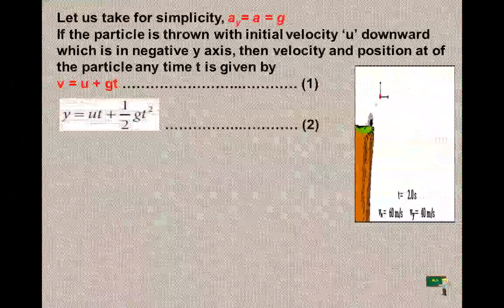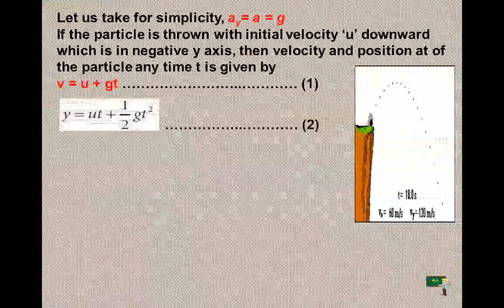So, another picture to explain you more. Let us take, for simplicity, a_y equal to a equal to g. If the particle is thrown with initial velocity u downward, which is in the negative y-axis, then the velocity and the position of a particle at any time t is given by v is equal to u plus gt. Instead of a, in equation number 1 of the kinematic equations, we put g.